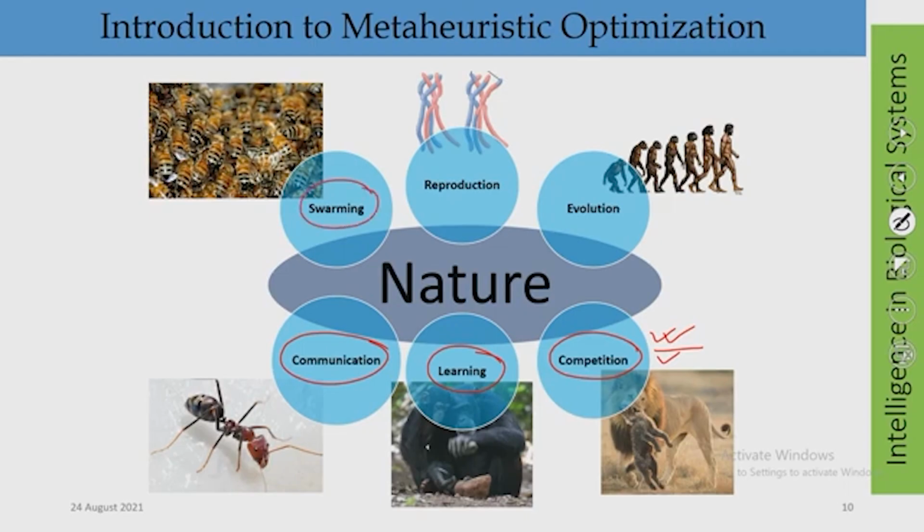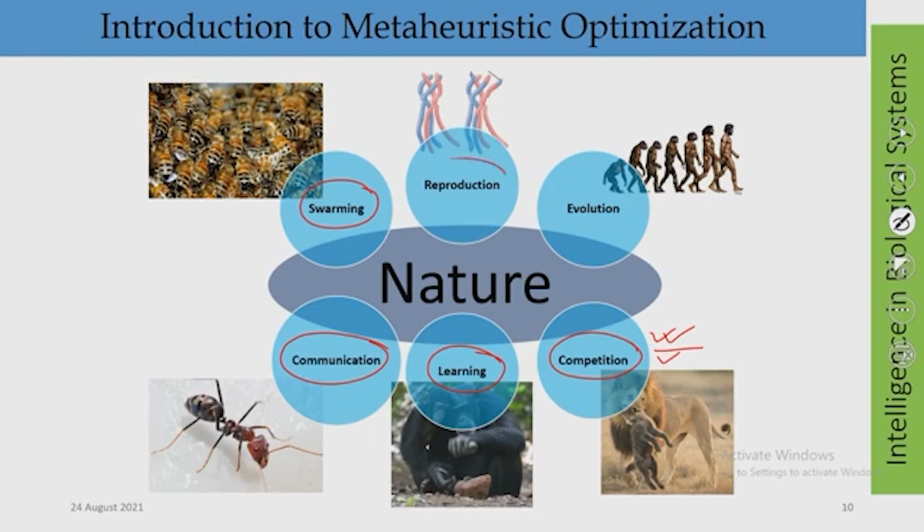Then swarming. Swarming is that they are actually working in a group. They are not working individually. When they are searching for food, they are not going alone. They go in a group, and they have a very good methodology to search for food, and it is well organized. It is not that they are moving arbitrarily here and there in search of food. So, they are moving in a group, or swarming.